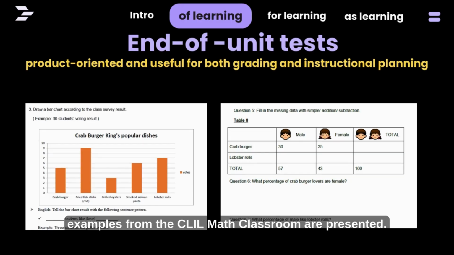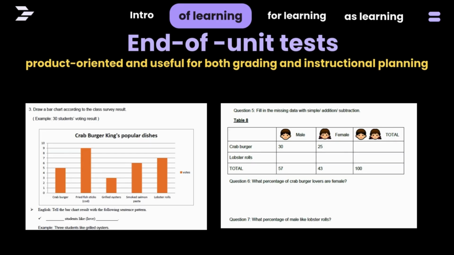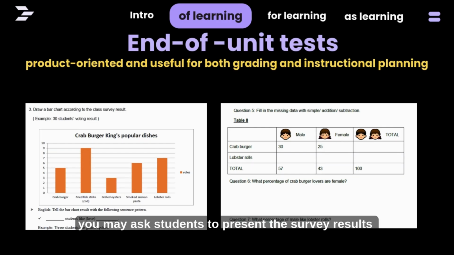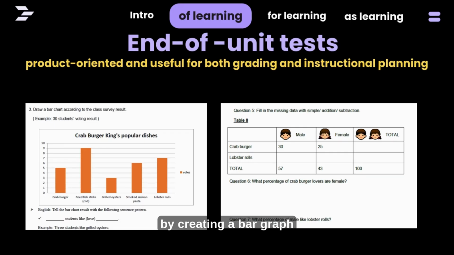In this slide, examples from the Clio Math classroom are presented. First, you may ask students to present the survey results by creating a bar graph and a contingency table to understand whether they have mastered the data organization and the data interpretation.